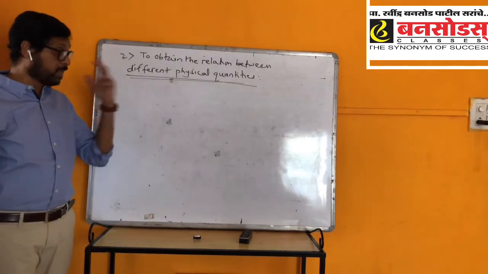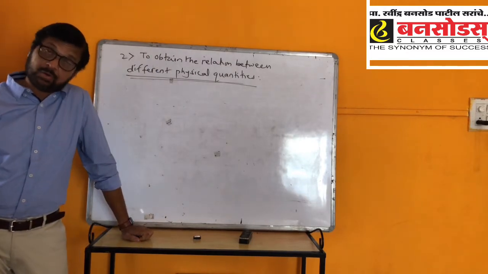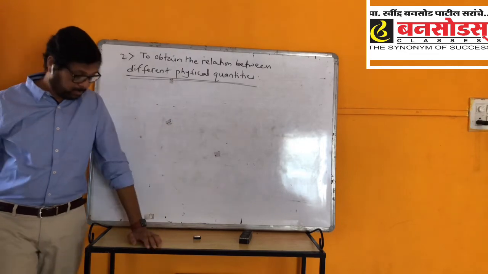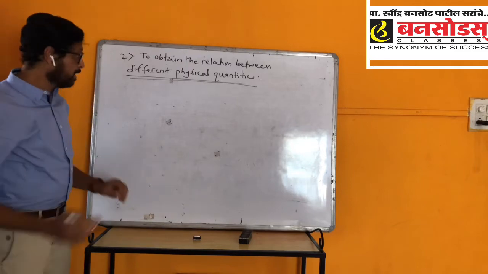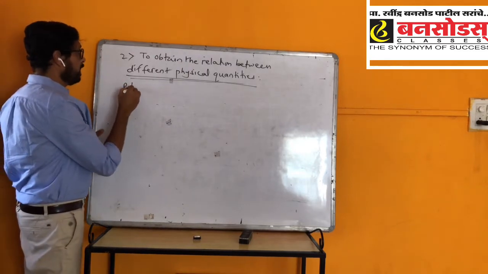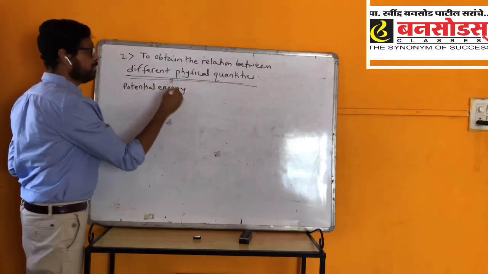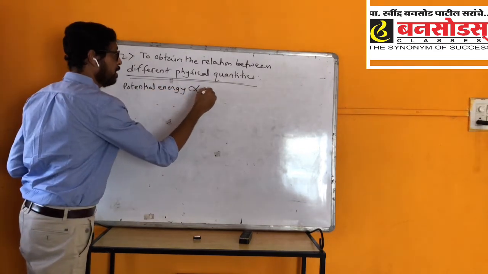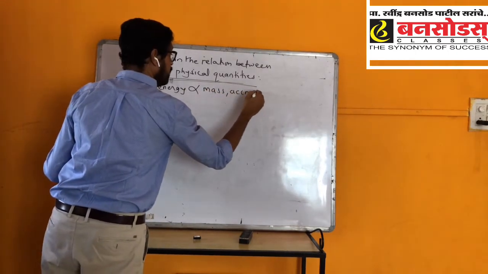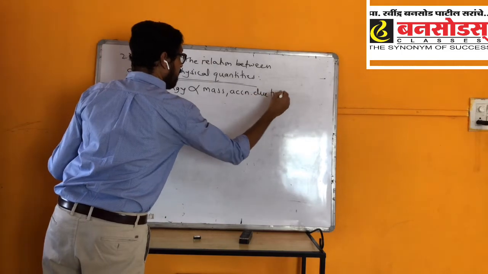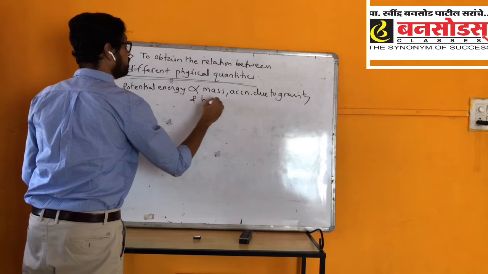The second application of dimensional analysis is to obtain the relation between different physical quantities. What does that mean? Suppose it is given to you that potential energy depends upon mass, acceleration due to gravity, and height.